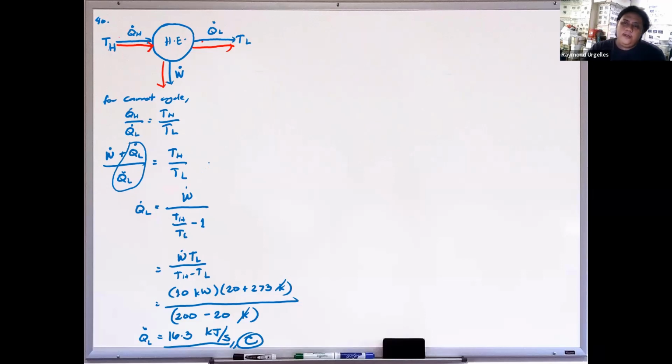So again, it goes like this: you use the efficiency, 1 minus TL over TH. Once you solve the efficiency, you can solve for QH, which is the output divided by the efficiency. Once you have QH, your QL is simply QH minus W. So as long as you know the efficiency and this diagram, you'll find these types of problems easy. We use the second law of thermodynamics there.